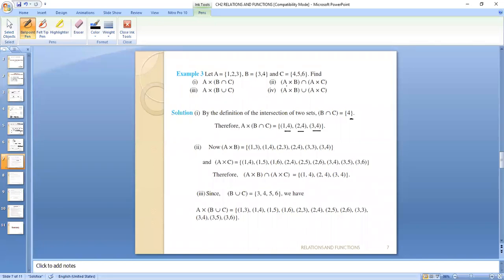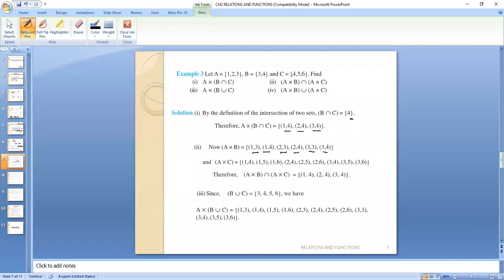Next is again easy: A cross B intersection A cross C. First you will find A cross B, then you will find A cross C. Whatever the ordered pairs will be, you will take their intersection. Now A cross B means each element of A with 3, 4: (1, 3), (1, 4), then (2, 3), (2, 4), (3, 3), (3, 4). This is A cross B.